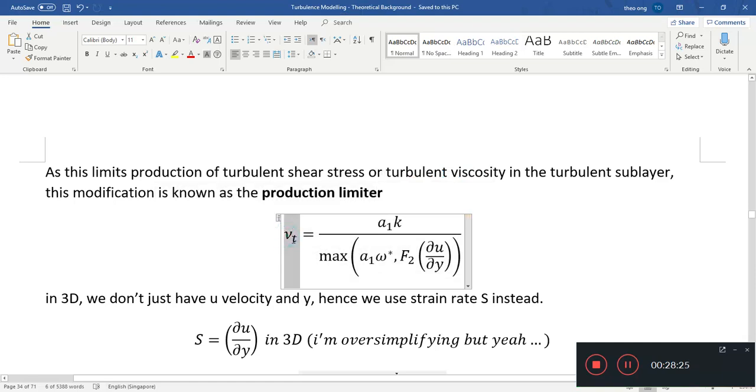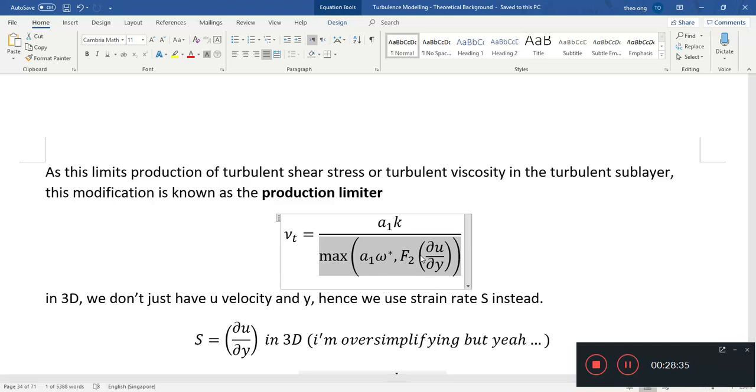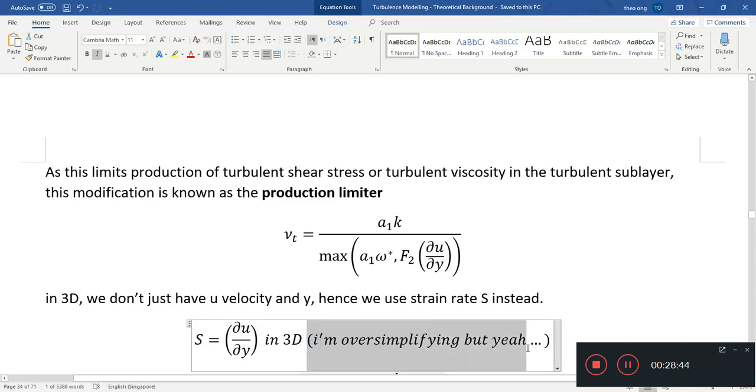Okay, so nu t equals this maximum blah blah blah. That does what I just described in the last 20 plus minutes. Of course, in 3D you don't just have du dy, you need to generalize the coordinates. Yes, I'm oversimplifying, but it's just for understanding's sake.